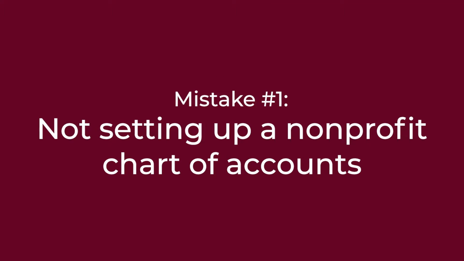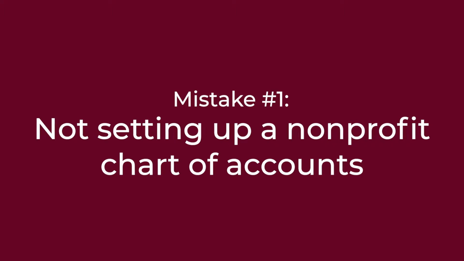So mistake number 1 is not setting up a nonprofit specific chart of accounts. There are a lot of times that when I first start working with an organization, I go and I run their financials and I'm seeing generic categories like sales or nonprofit income. And I'm like, okay, what is that, right? What's made up in those accounts?